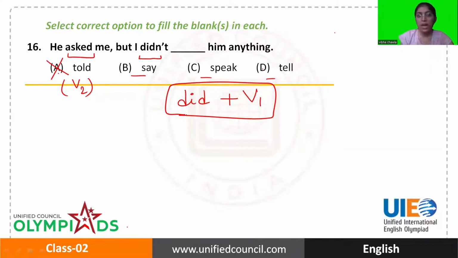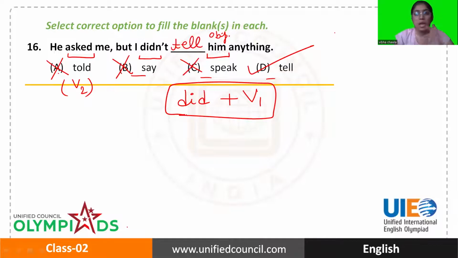He asked me, but I did not say him. See, after say we use to. But I did not speak him, or speak to him. A preposition is required. Now there is a direct object after the blank, right? Direct object is given. For that reason, we'll use tell. After tell, we use a direct object. I did not tell him, I did not tell her, I did not tell them, like that. So he asked me, but I did not tell him anything. So it is option D, which is the correct answer here.